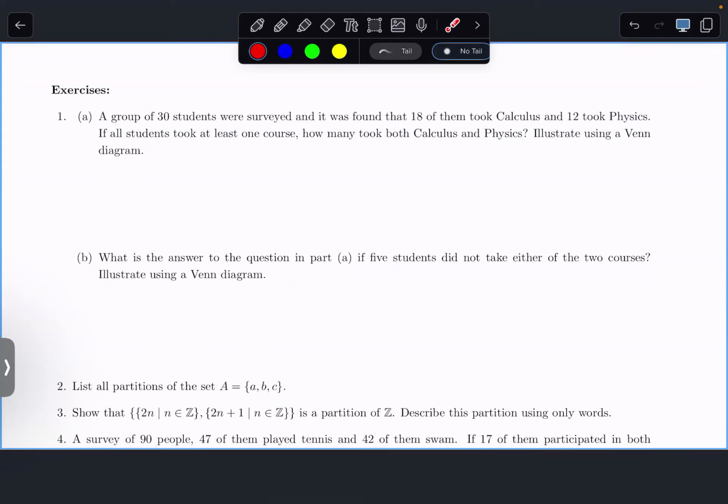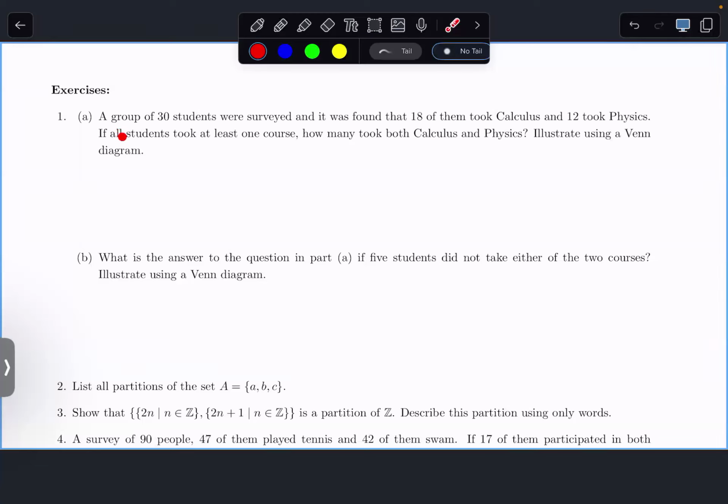We'll do the first one together, and then I'll give you a little bit of time to work on those exercises, and then we'll just go through them briefly together. So I'm worried about timing.